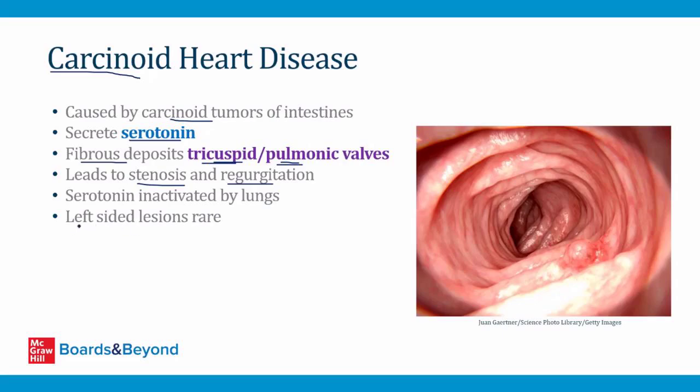Interestingly, these patients almost never get left-sided lesions like aortic valve problems or mitral valve problems, and that's believed to be because the serotonin is inactivated by the lungs, so it flows from the intestines to the right side of the heart, causing problems here, but it's inactivated in the lungs and it doesn't go over to the left side of the heart, and that's why you don't see mitral and aortic valve disease in carcinoid patients.